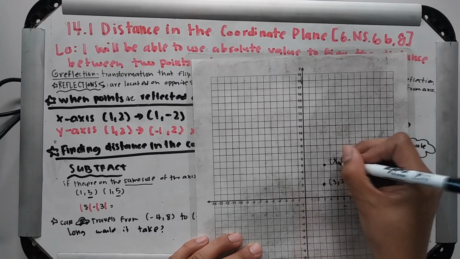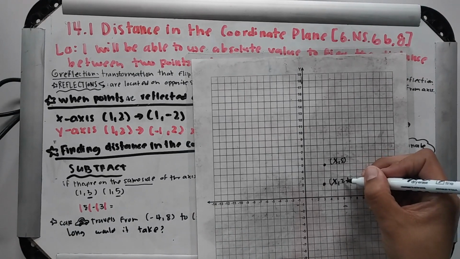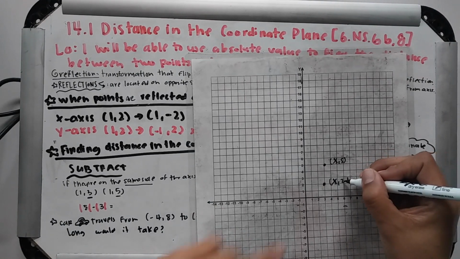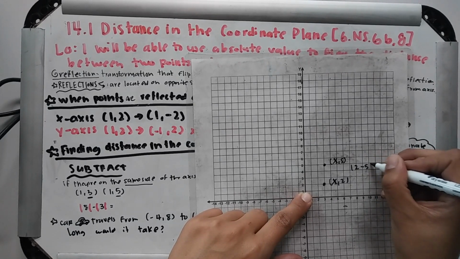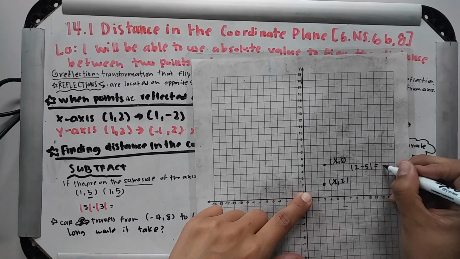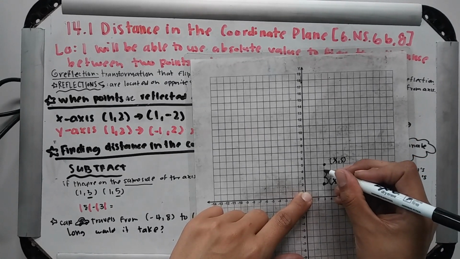Remember, this one I just ignore because they're the same. What I'm going to do is say 5 minus 2 is 3, right? Or if I start with 2, I'm going to say absolute value of 2 minus 5. So that's -3, but absolute value of -3 is just 3. So then I have 1, 2, and 3.